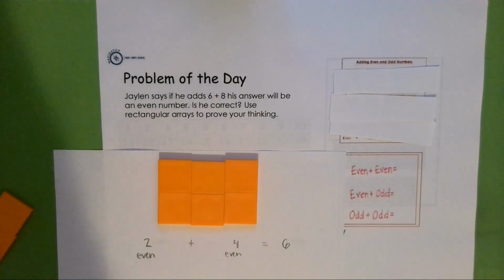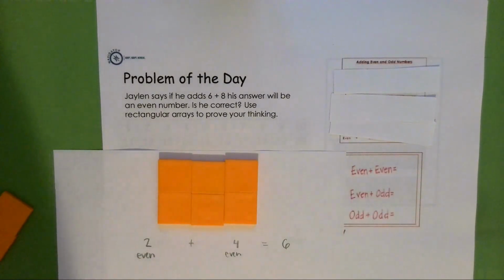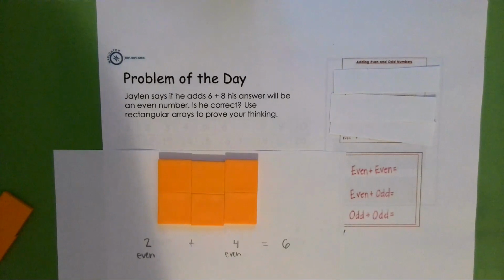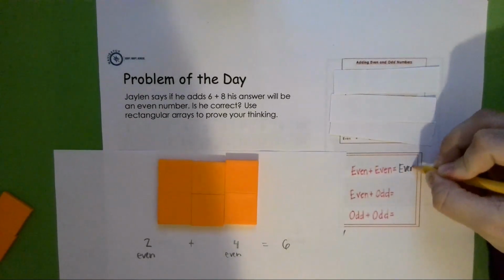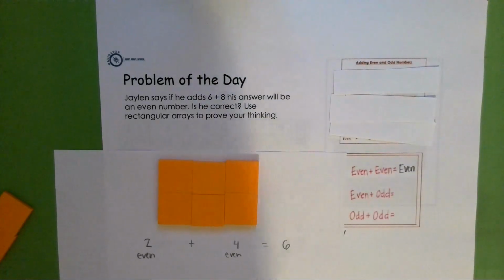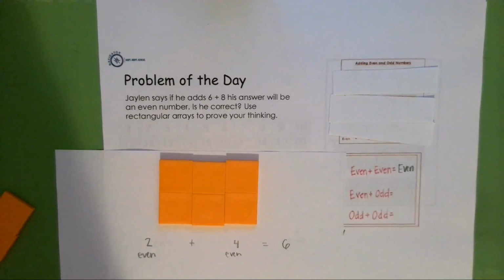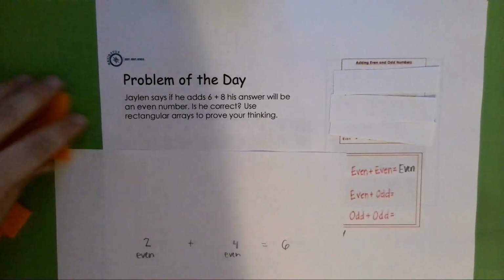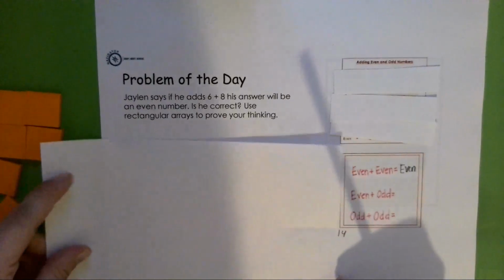What does this tell us about adding 2 even numbers together? Say your answer out loud. I bet you said that when we add 2 even numbers together, we will get an even number because it makes equal groups or pairs with none left over. Let's try another one. Now let's see what happens when we add 2 odd numbers.